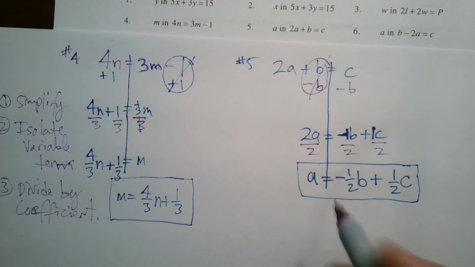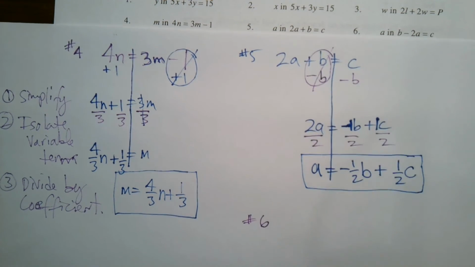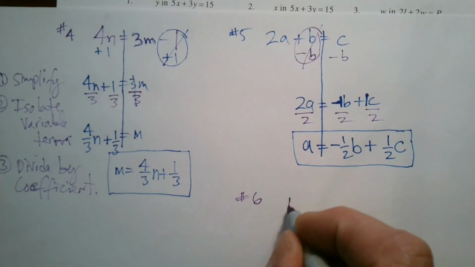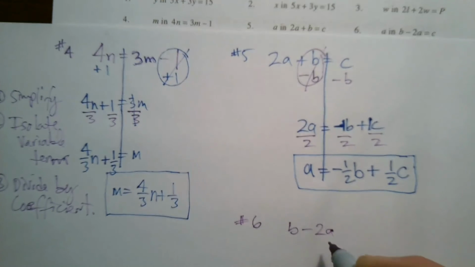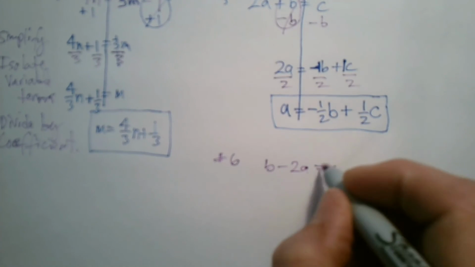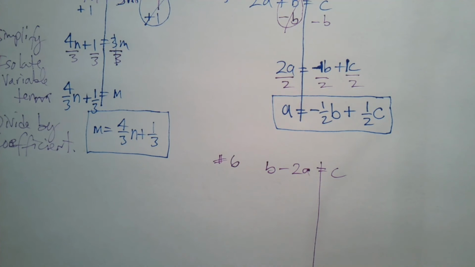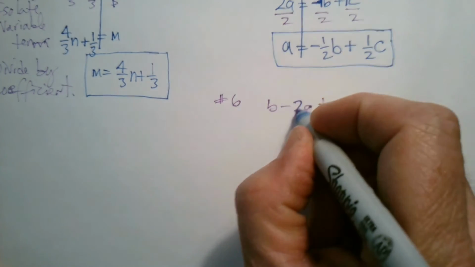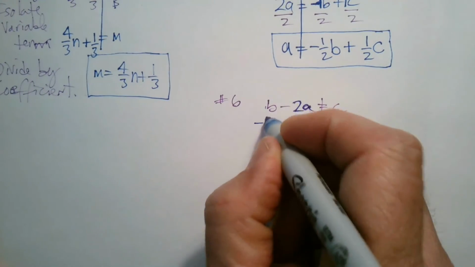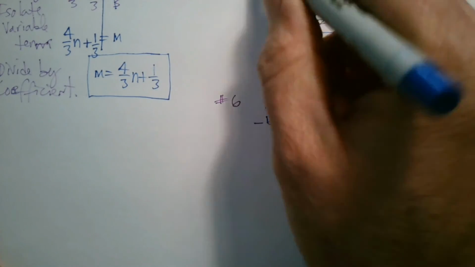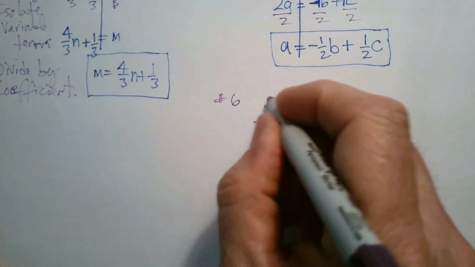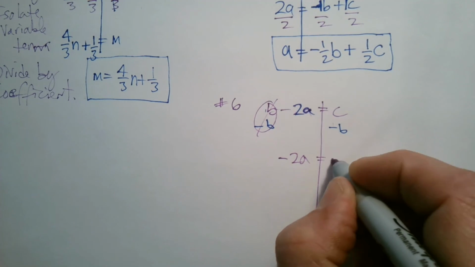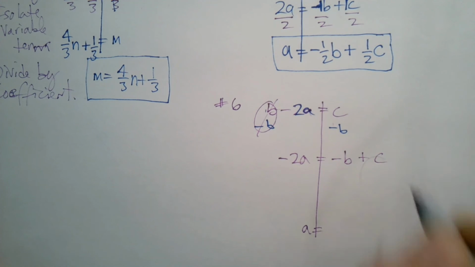The last one I'll show you is number 6, to give another example. It says to solve for a again, but now my equation is b minus 2a equals c. I want to get a alone, so I'm going to isolate my variable term first. The variable term is the negative 2a, so I'm going to subtract b from both sides. This one's very similar to number 5. Don't forget the minus in front. It's negative 2a equals, once again in alphabetical order, negative b plus c.